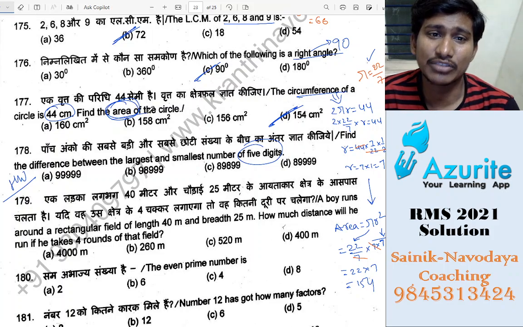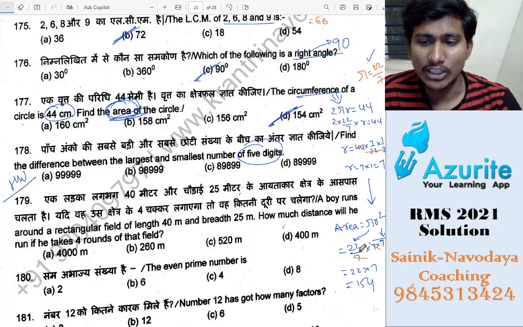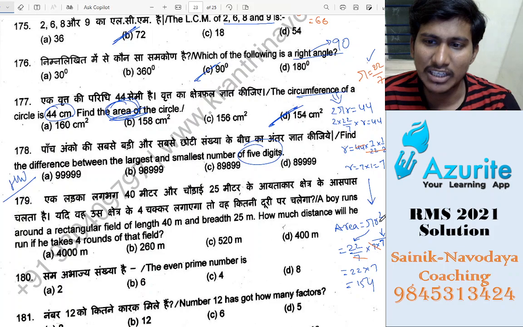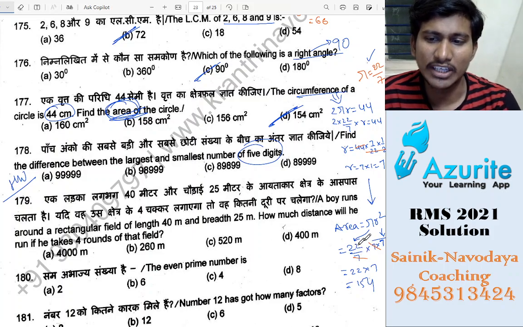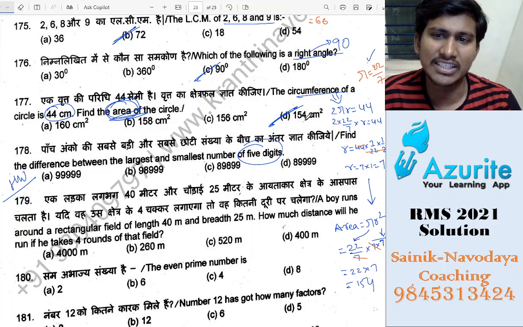Now we have to find the area. So area, how do we find? Pi r square. Pi means 22 by 7. R square means 2 times we have to multiply. Radius we got 7, so 7 into 7 we have to do. So one 7 cancels out. Remaining is 22 into 7. 22 7s are 154. Answer option D.